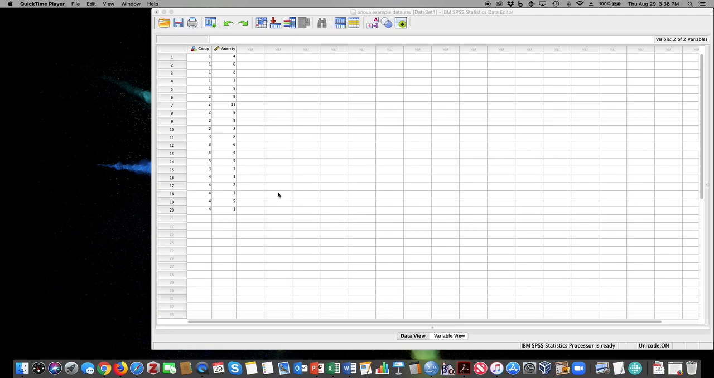In this tutorial, we're going to look at a one-way analysis of variance, also known as a one-way ANOVA. Here we have two variables: a continuous dependent variable, anxiety, with a continuous scoring system. Right now you can see that the lowest anxiety score is a 1, and the highest appears to be an 11. Then we have a grouping variable, let's just say political affiliation.